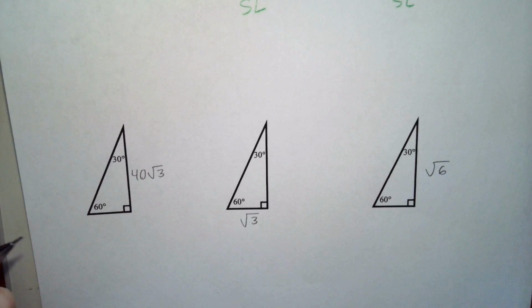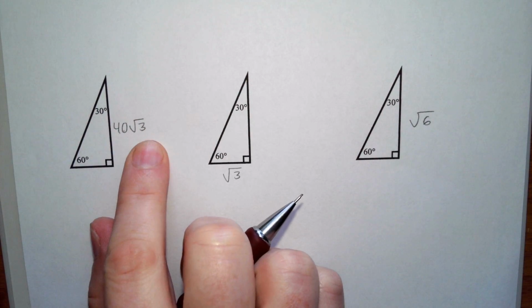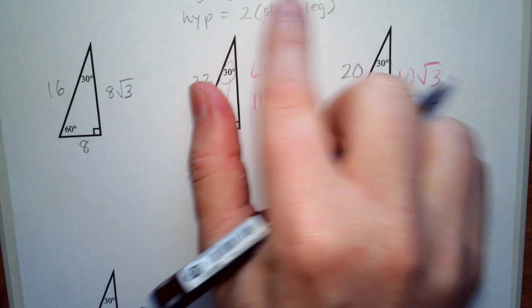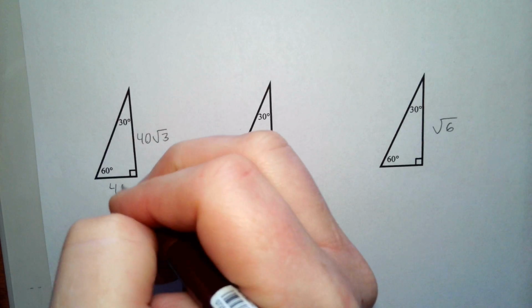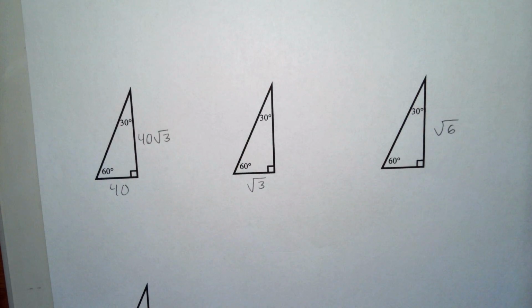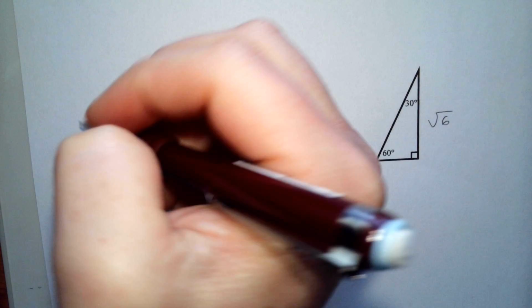Fourth example. We're given the long leg this time, so 40 root 3. Well, the long leg is short leg times root 3, so it must be the case that the short leg is 40. The hypotenuse is 2 times the short leg, so therefore this must be 80.